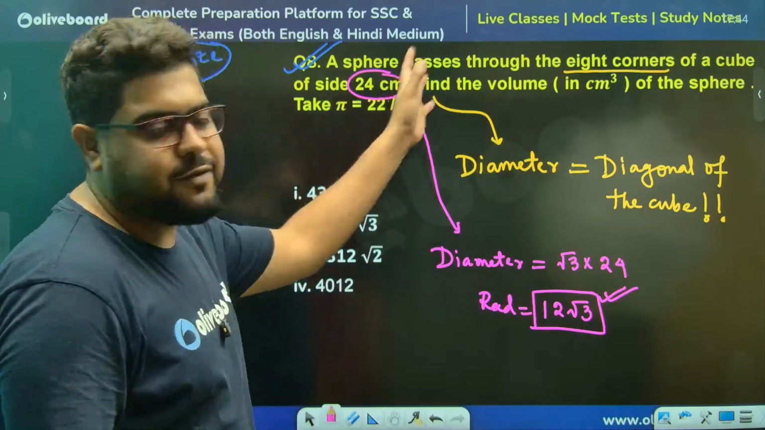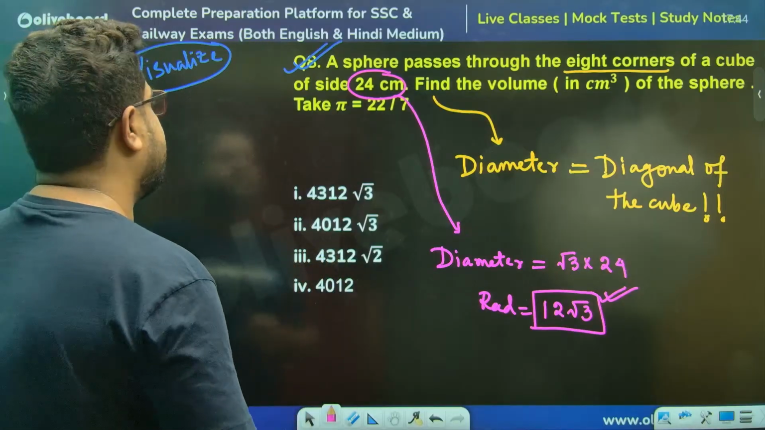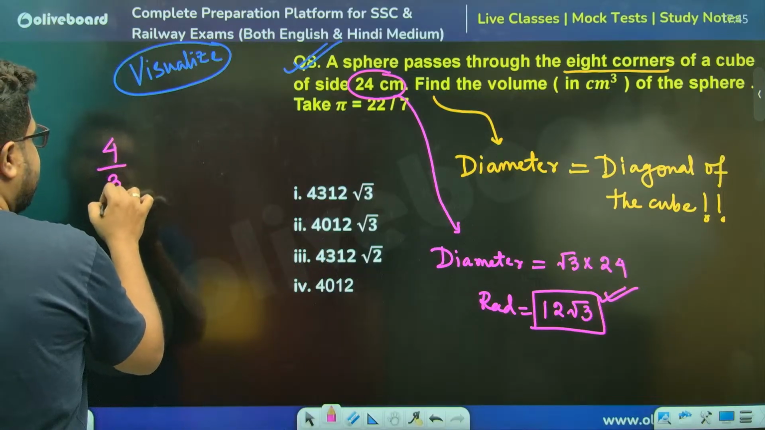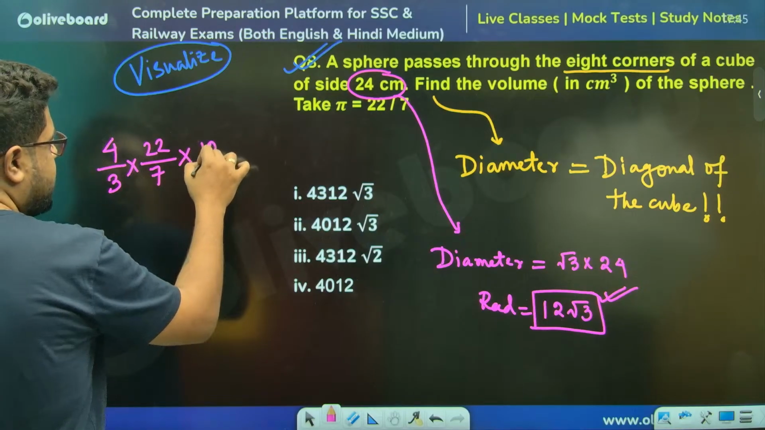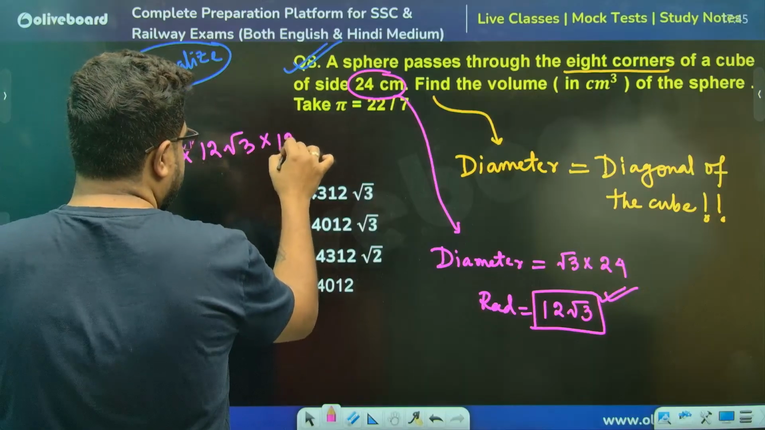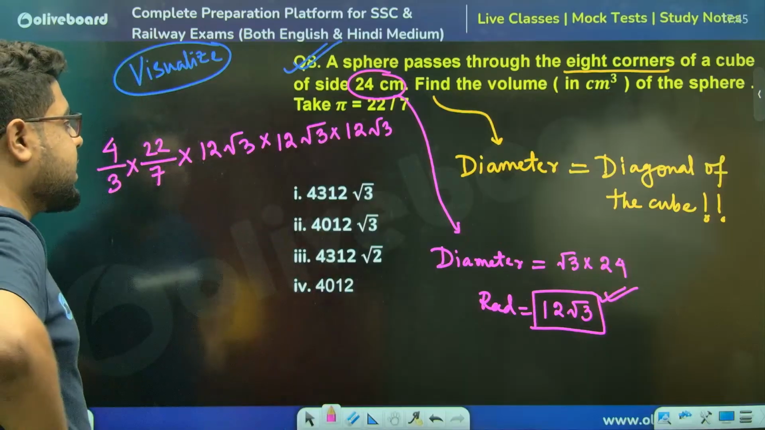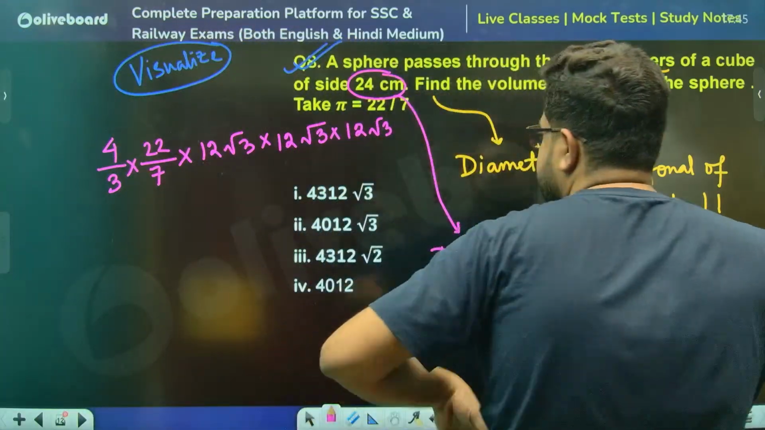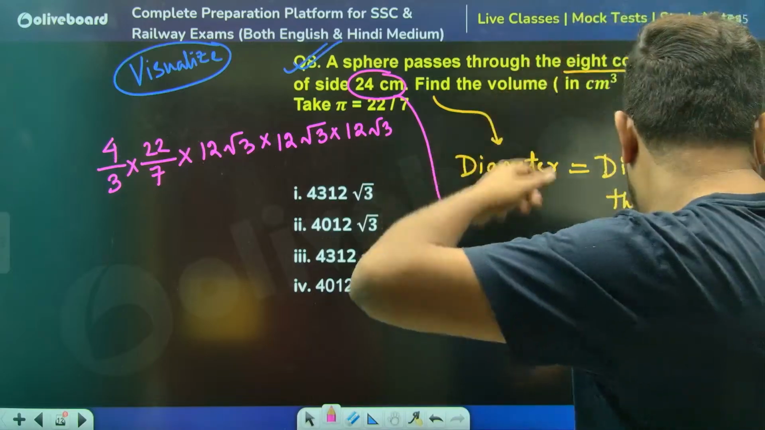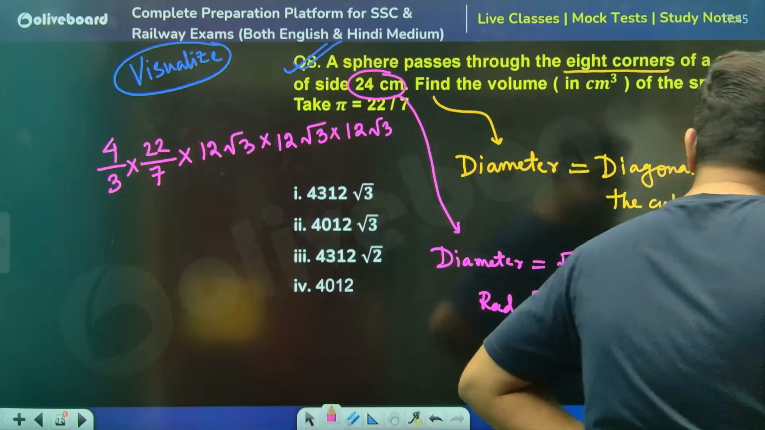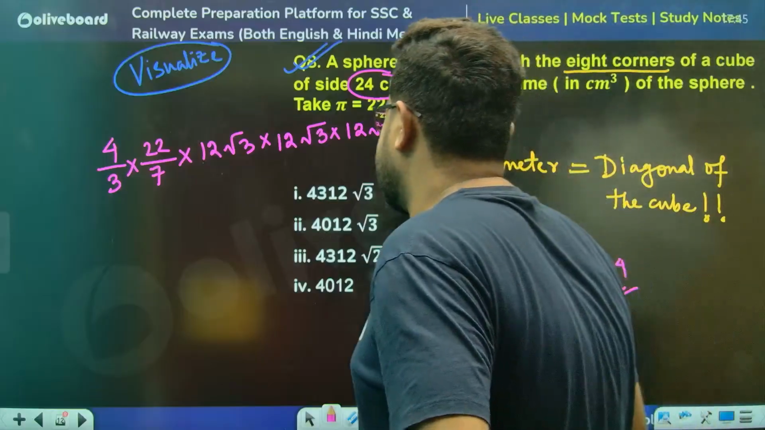Now find the volume. So volume will be 4/3 pi r cube, 22 by 7 into r cube, 12 root 3, 12 root 3, 12 root 3. But 7 will not cancel, sir. Is this coming approximate, sir? This is the only way we can get this, approximate.